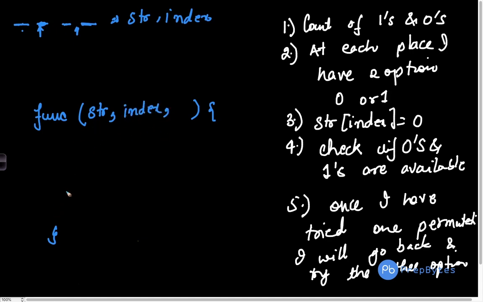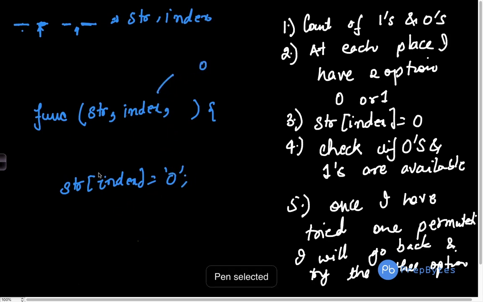Now let's see. In the beginning, what we did was str[index] equal to 0, with index having the initial value 0. Once I have done this, I have put this place as 0. Then I'll call this function again and we'll decide for the next place. I'm filling for this particular place and calling the function again to take care of the rest of the string.